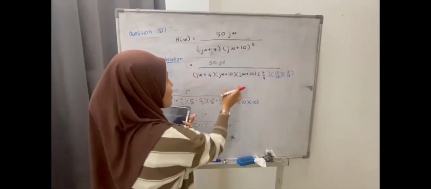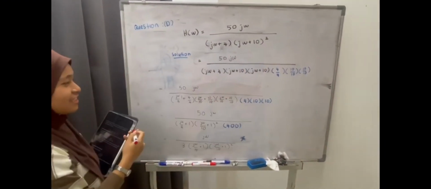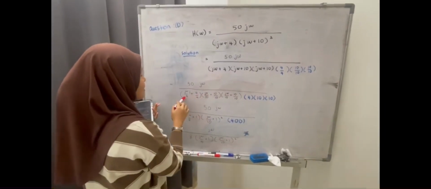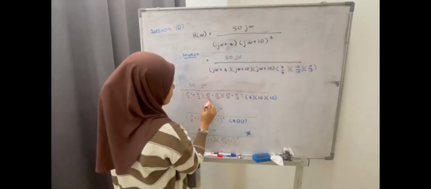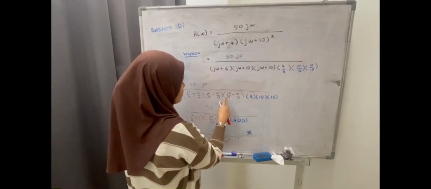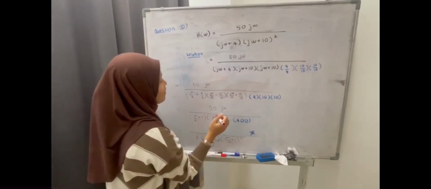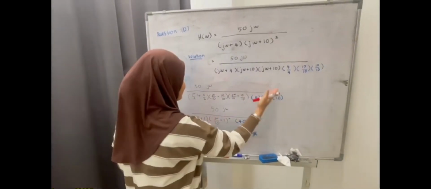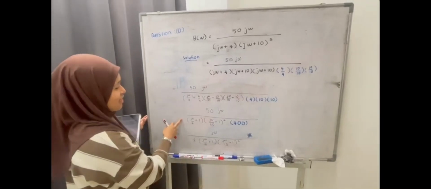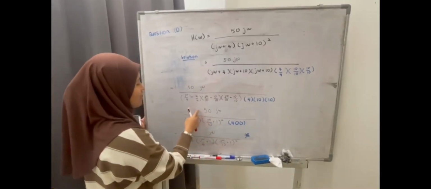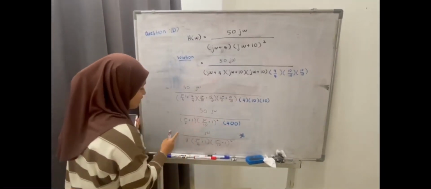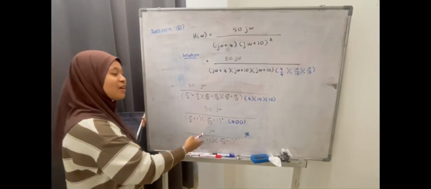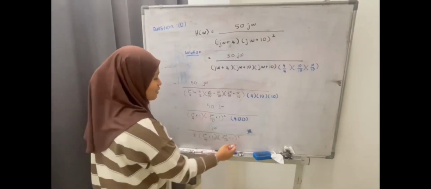We expand this first, and then substitute in 4 over 4, j omega over 4, j omega over 10 plus 10 over 10, and j omega over 10 plus 10 over 10. And then this is the leftover one, and we get this answer. Then we settle by 50 over 400. This is the standard form of the transfer function, and then you can plot your Bode plot using this standard form.